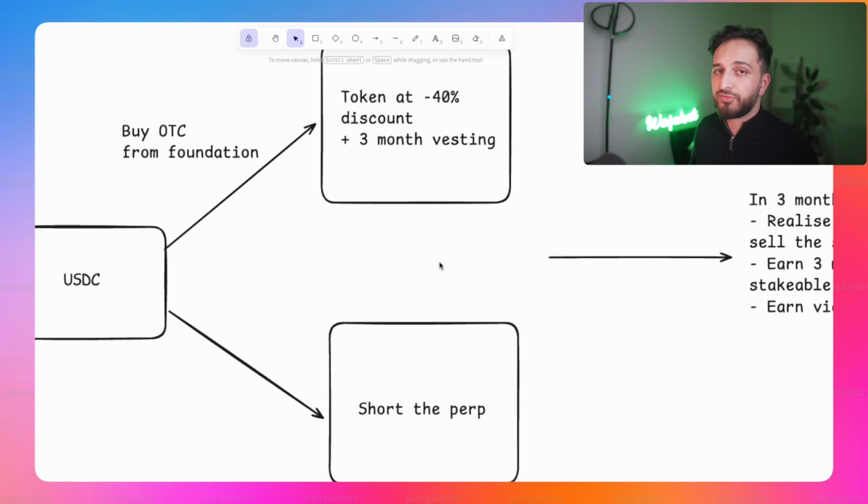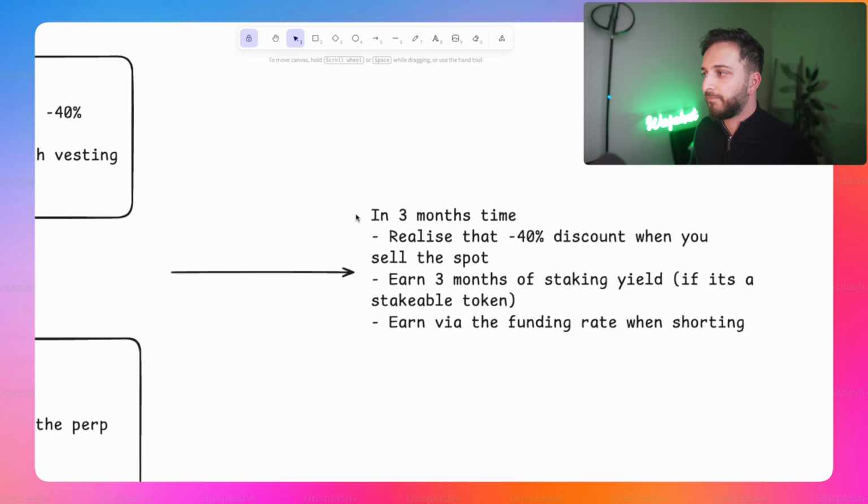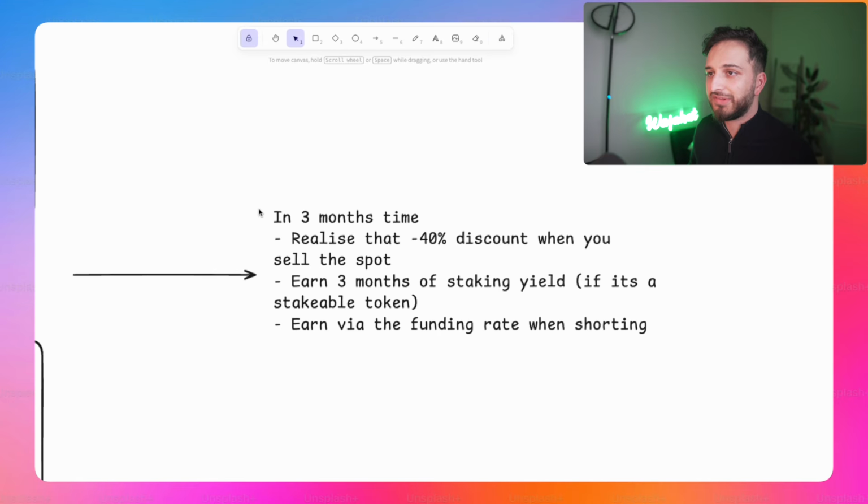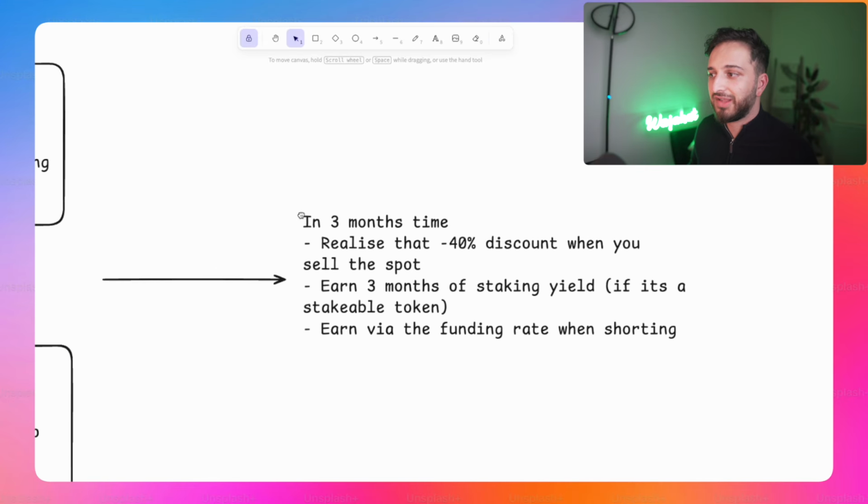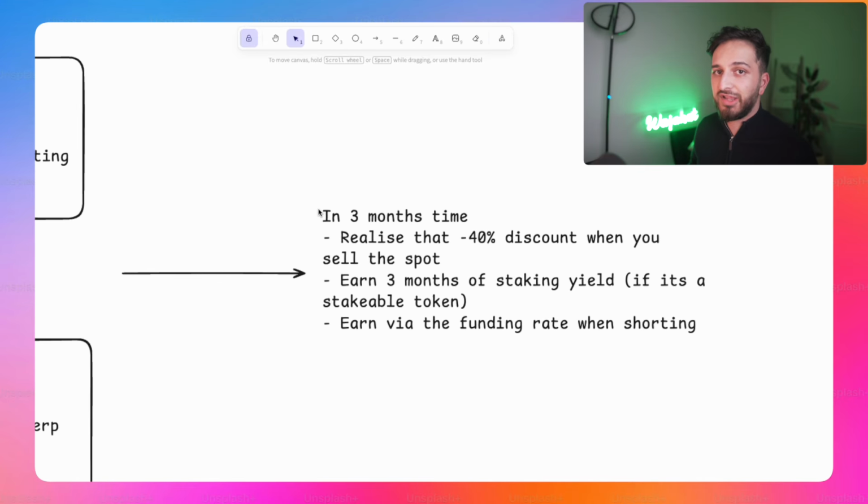And ultimately, over the 3-month period, this allows you to not only realize that 40% discount compared to selling the spot, but it also lets you do the normal things that you can from a basis trade, which is earning the staking yield from your spot position and also earning funding rates when shorting the perp. And this is really, really powerful.